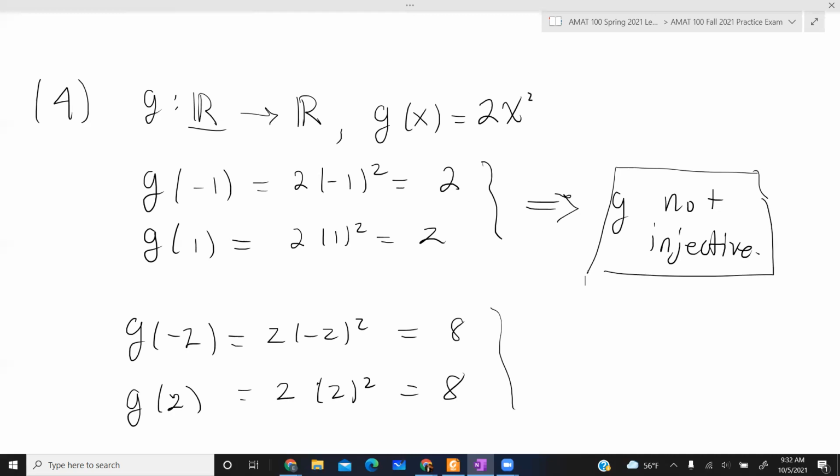And when you see a function, if it's not clear to you whether it's injective, just plug in a couple values and see. Be on the alert: does the function involve something like x squared? Does x squared show up? If it does, then that should tip you off that something's amiss.